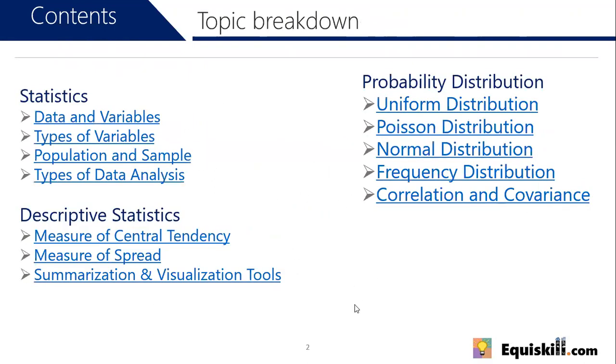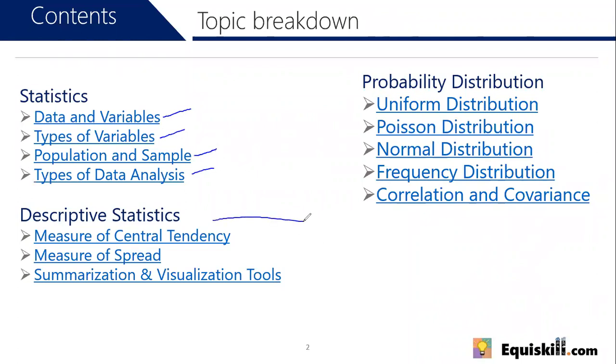What are the different kinds of statistics that you need to know in order to be able to master data science, right? And here are the different kinds of statistics. We need to understand the different types of data and variables, the types of variables in the world of data analytics. What is population and sample, and what are the different types of analysis that you can do.